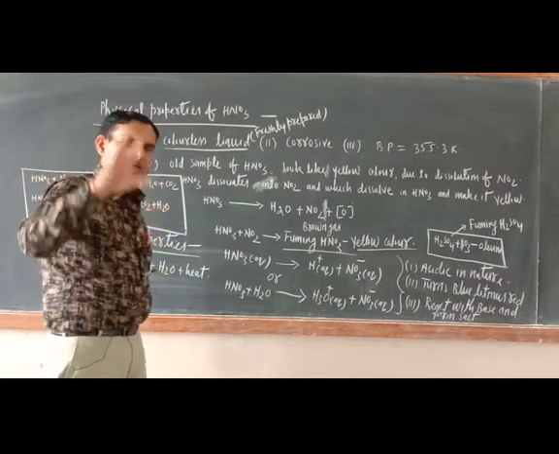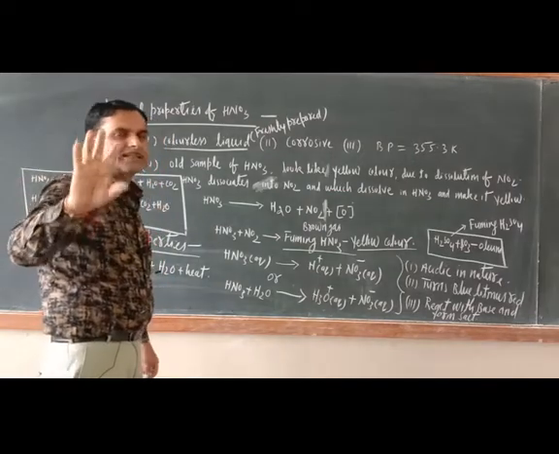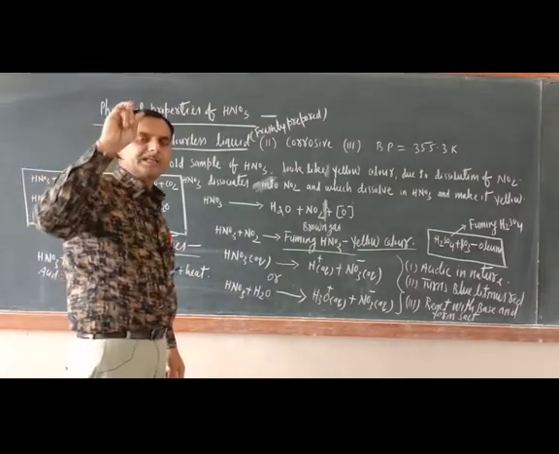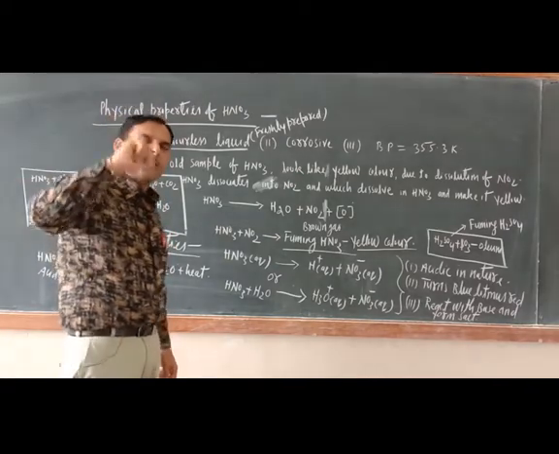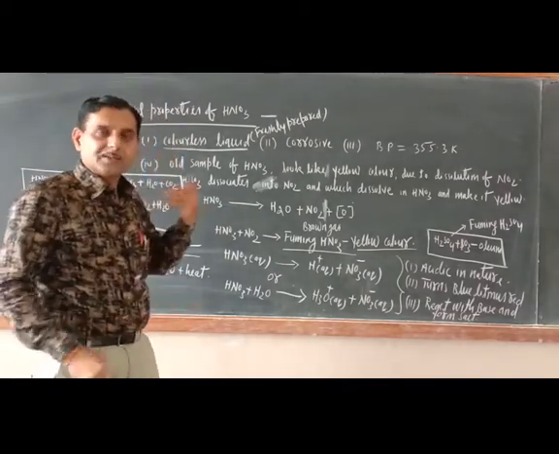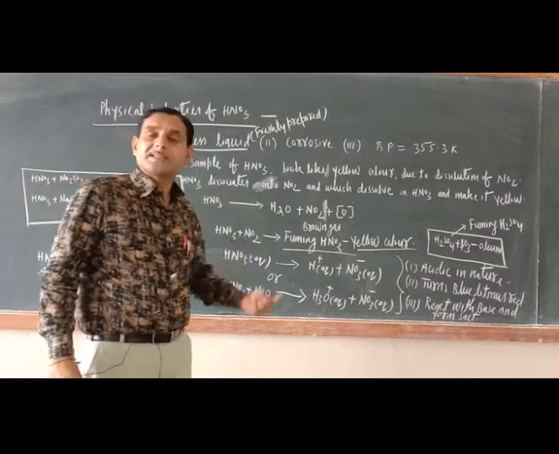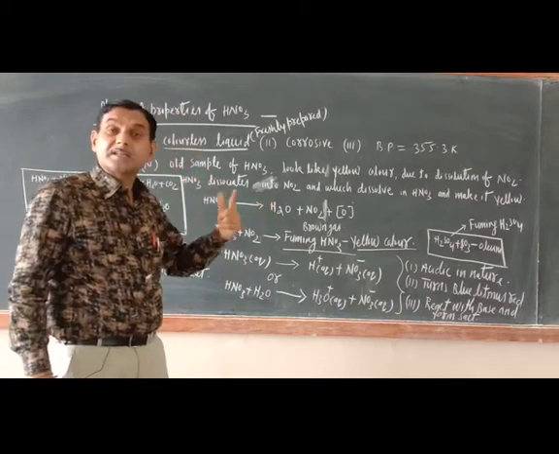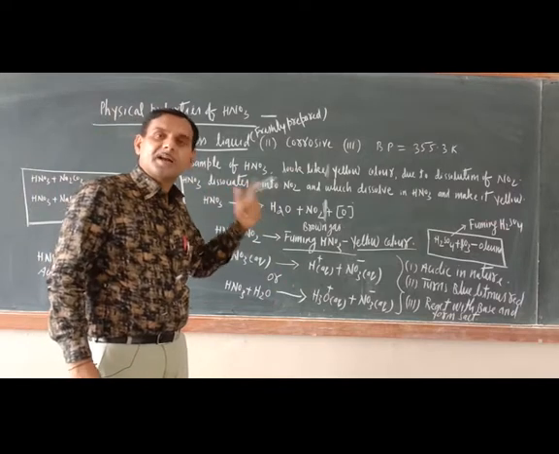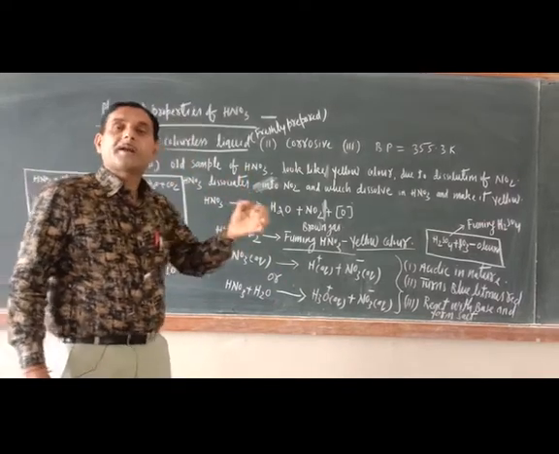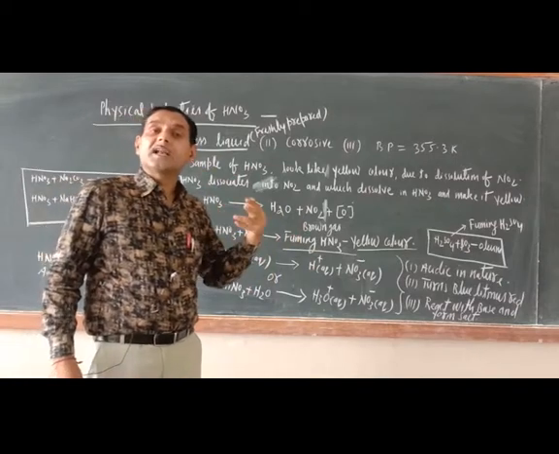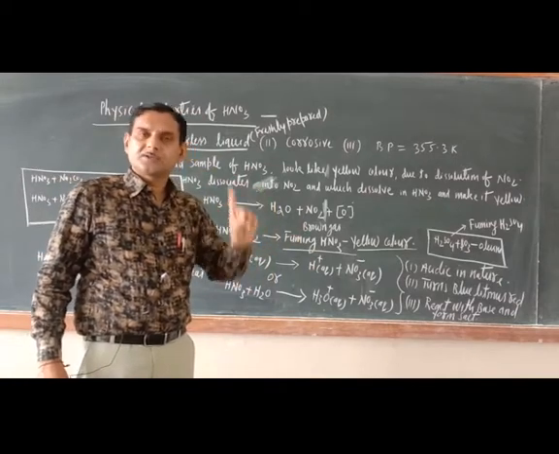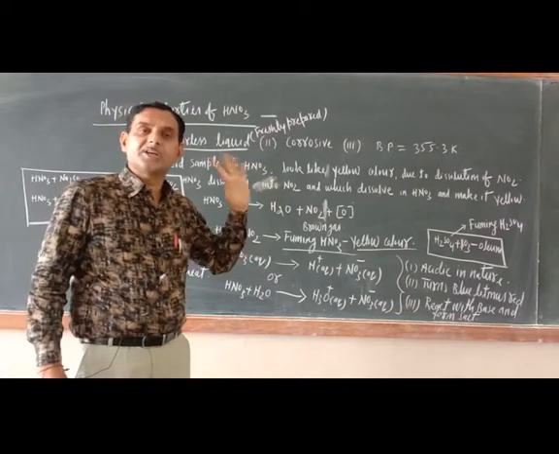As far as chemical properties are concerned, HNO3 is an acid. First thing is it is an acid. And what are the properties of an acid? An acid must turn blue litmus to red. So if one drop of HNO3 falls on the blue litmus, suddenly it will turn red. So the first thing is it is acidic in nature.